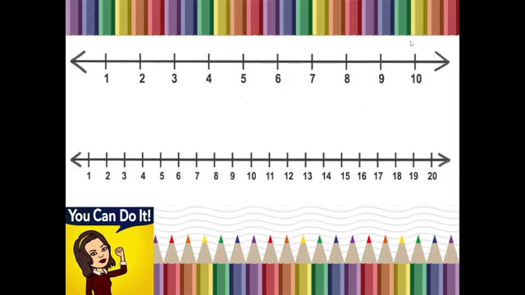A number line that you might have seen before looks like this. It normally starts with a 0 or a 1 and it goes on, such as 1, 2, make sure you're counting with me, 3, 4, 5, 6, 7, 8, 9, and 10. So this is a very common number line that you have seen so far.